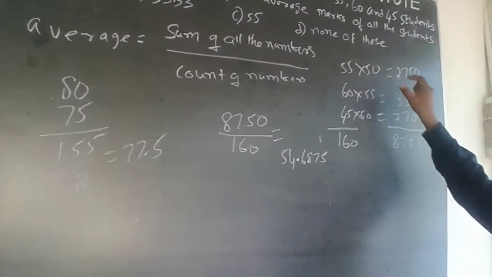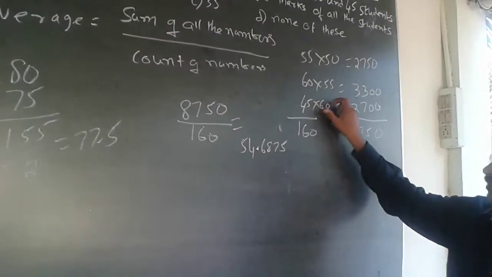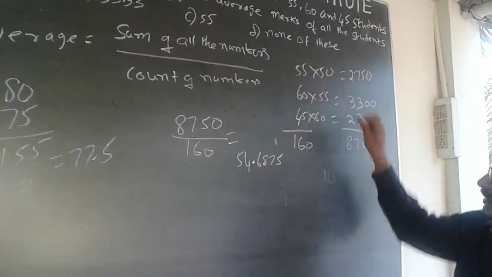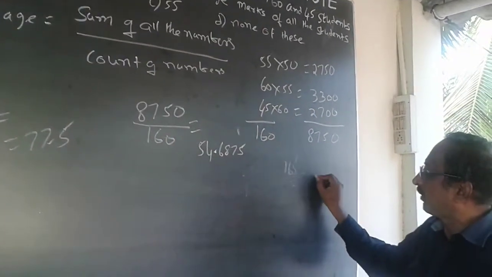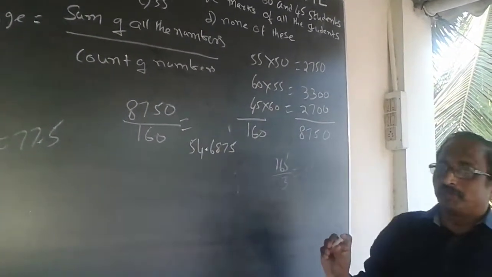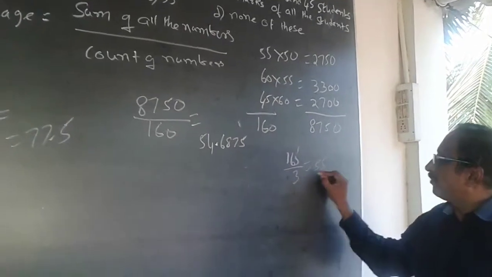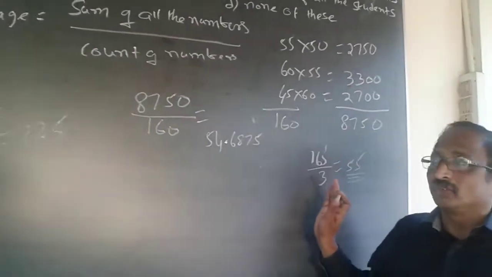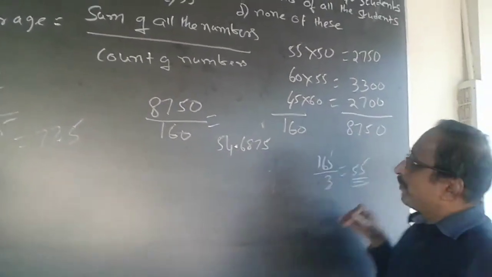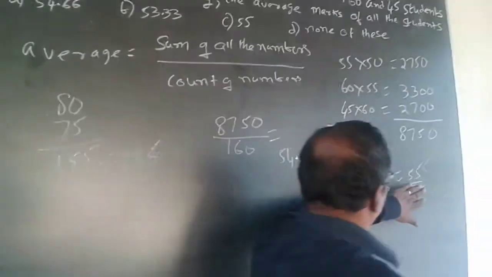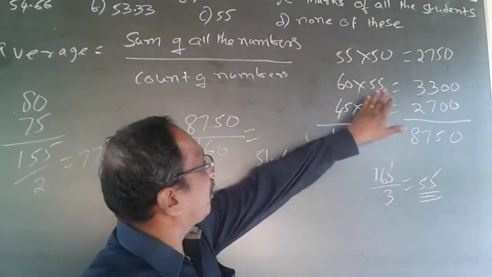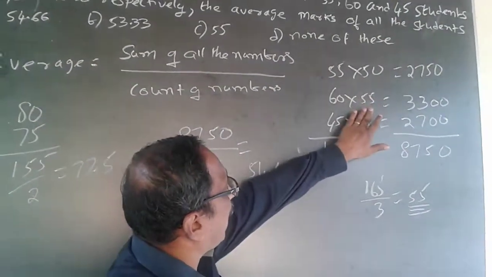So here what will happen is 50, 55 and 60. When I add this, it will be 165. 165 divided by 3 will be 55. So what I presume is my average could be somewhere around 55.